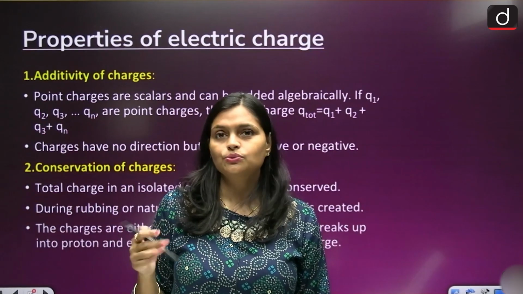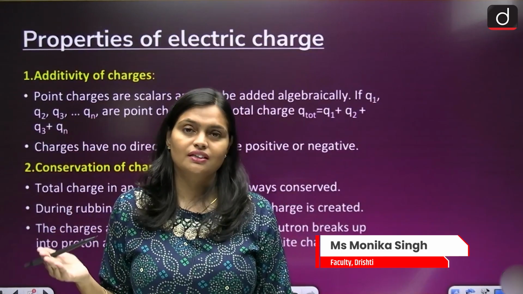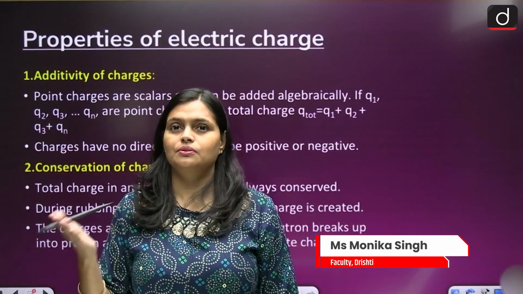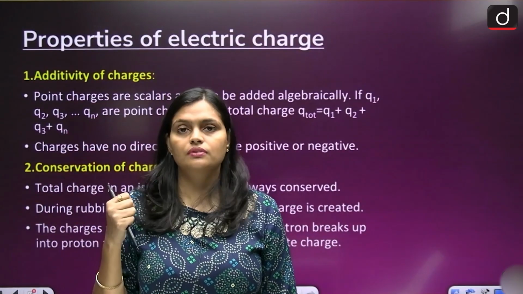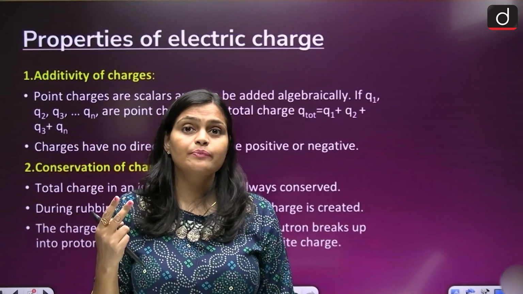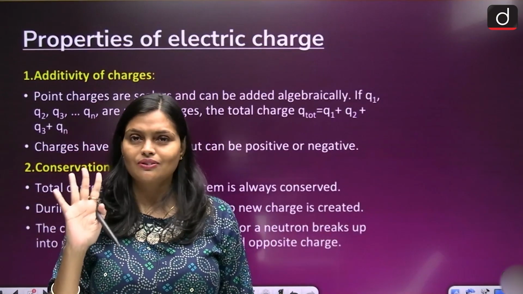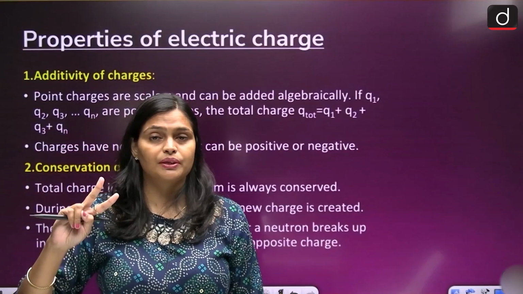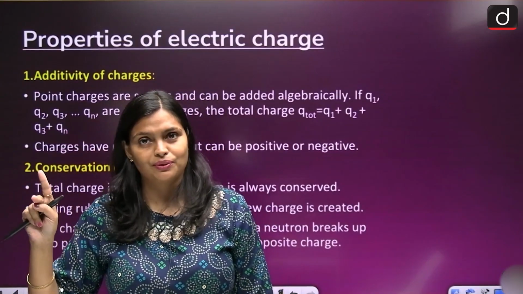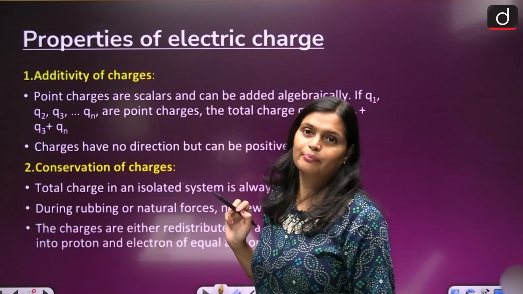One property you all know is that like charges repel each other, unlike charges attract each other. Charges are of two types, positive and negative charges. इतनी चीजें तो आपने समझ लिया कि चार्जेस दो टाइप के होते हैं, पॉजिटिव भी होता है और नेगेटिव भी होता है.